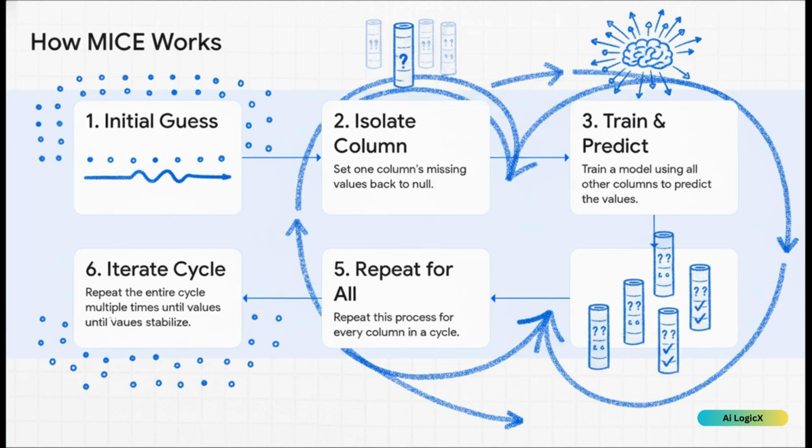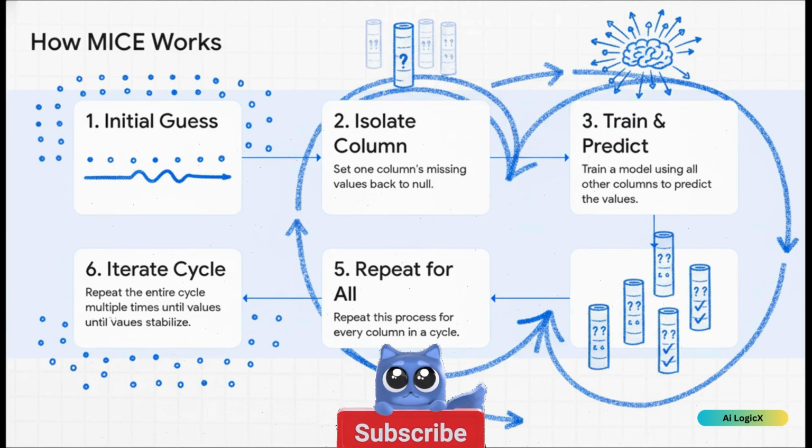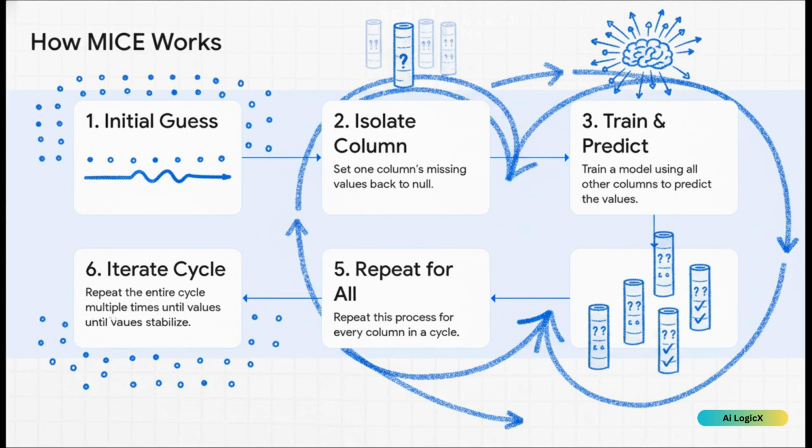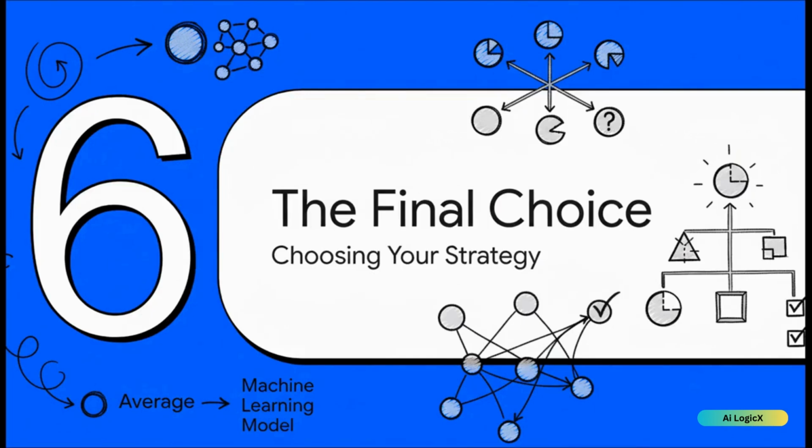First, the algorithm makes a quick guess for all the missing values, maybe using the mean. Then, it picks one column and pretends its missing values are missing again. After that, it trains a machine learning model to predict those missing values using all the other columns as clues. Then, it updates the column with these new, smarter predictions. And it does this for every single column, one by one. But get this, the entire cycle of going through every single column repeats over and over again. With each pass, the predictions get a little bit better, a little more accurate, until the values finally stop changing. So, wow. We've gone from a simple average all the way up to this complex, iterative machine learning model.